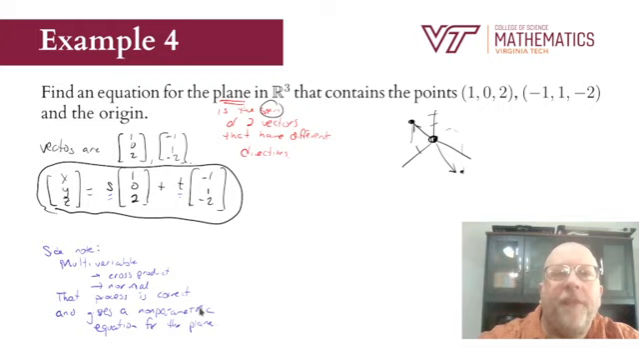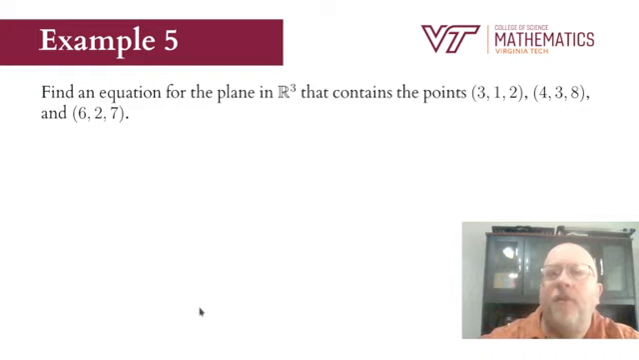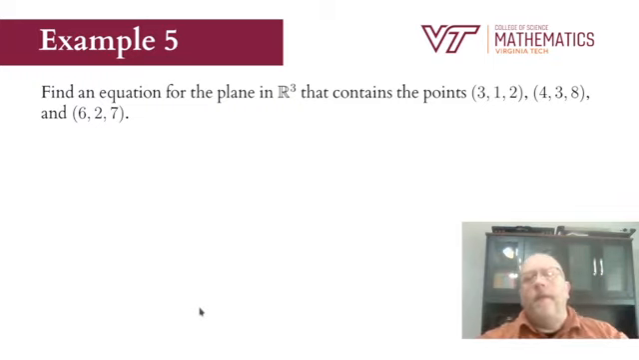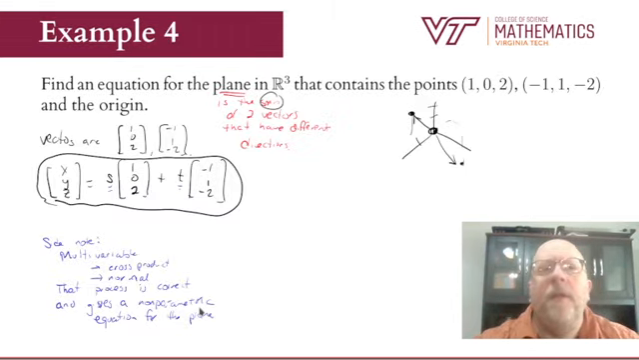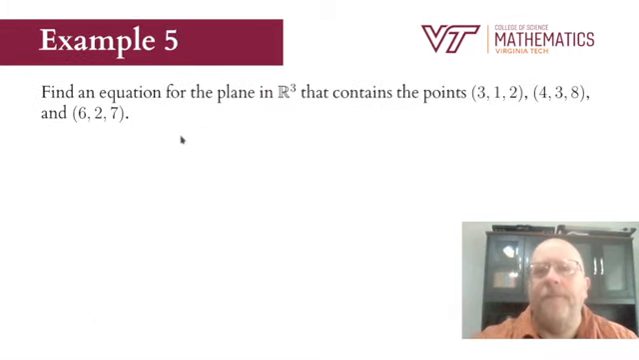So number 5, I think, is pretty similar to number 4. Find an equation for the plane that contains these 3 points. The one tiny thing that makes example 5 a little bit harder than example 4 is that the origin is not one of our 3 points this time.